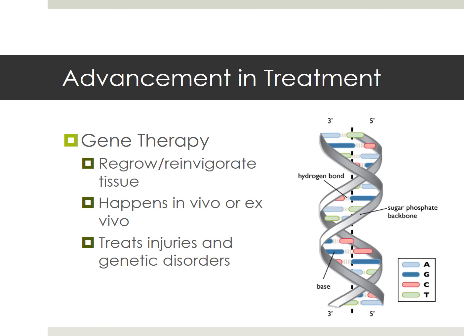The procedure can be done either inside or outside of the body, also known as in vivo or ex vivo. The ex vivo version takes healthy genes and inserts them into a previously taken sample of the patient's tissue before the new, enhanced sample is reintroduced into the body. One of the most exciting aspects of gene therapy is not that it can treat more than arthritis, but it has been effective in the treatment of both injuries and genetic disorders.